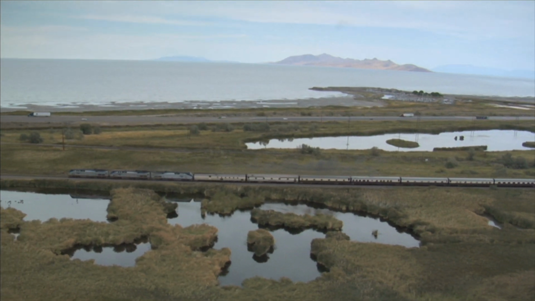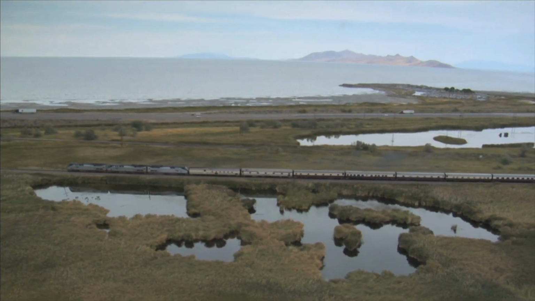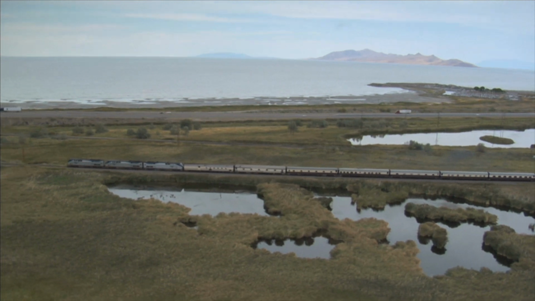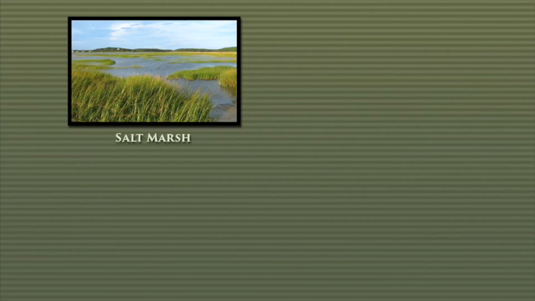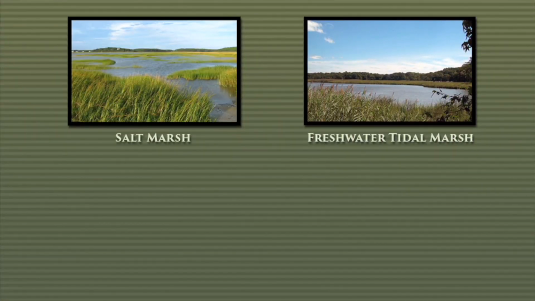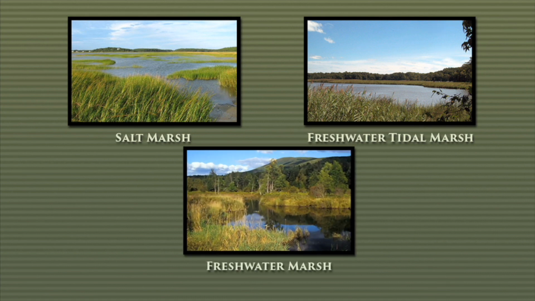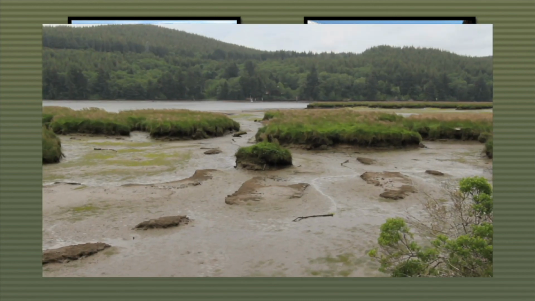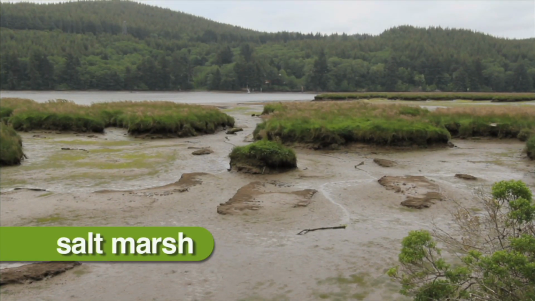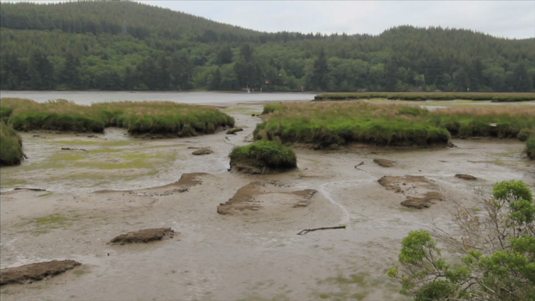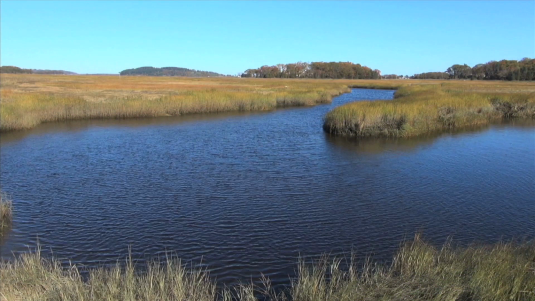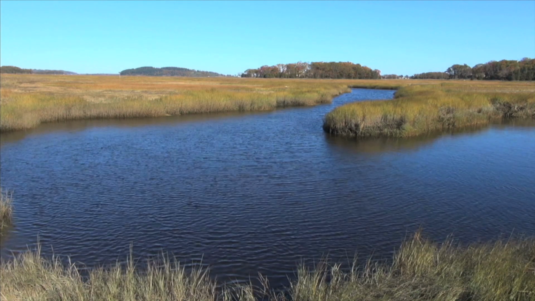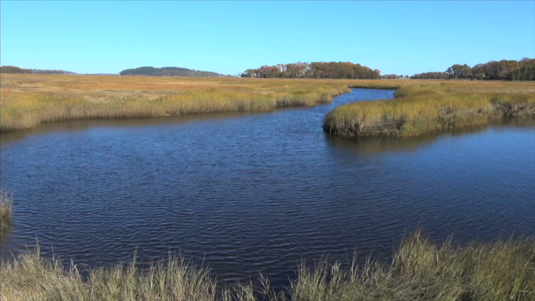There are three types of marshes based on what type of water they have and where they are located. They are salt marshes, freshwater tidal marshes, and freshwater marshes. Salt marshes are found close enough to the ocean that the tides affect them. They are flooded with salt water during high tide, providing nutrients to the salt marsh.